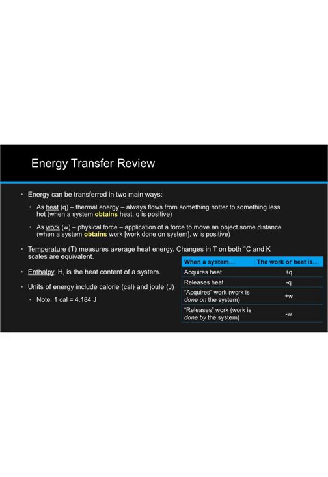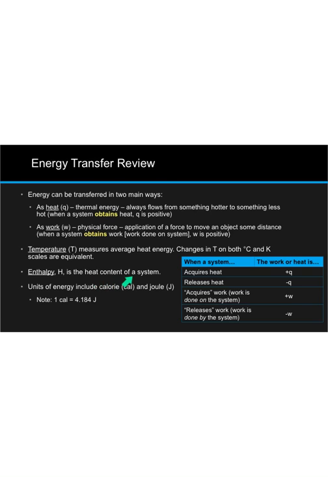We defined work as a physical force to move an object a particular distance, and when a system obtains work, or when work is done on a system, the sign of W is positive. When work is released by a system, or a system does work, the sign on W is negative. Temperature is a measure of average kinetic energy, and we can measure temperature in degrees Celsius or Kelvin scales, but changes in temperature on either scale are equivalent to each other because degrees Celsius and Kelvin are just offset from each other. So delta T on both scales is the same.